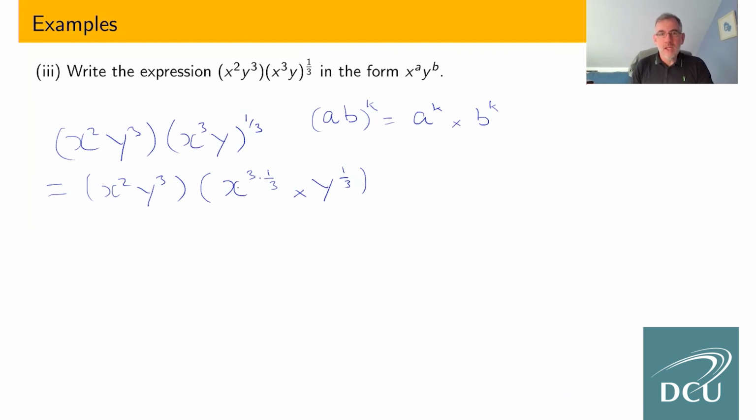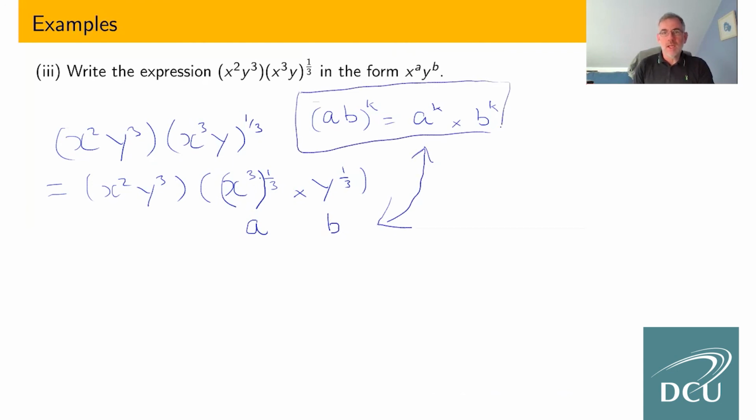There's nothing special about 3. So when I see x cubed times y to the power of 1/3, I can write that as x cubed, which is kind of like the a, times y to the power of 1/3. So I have exactly what I have in this general rule of how indices work. That's exactly what we have here, with a equal to x cubed, with b equal to y, and with the power k equal to 1/3. Okay, so we can carry on now. So we have, well, nothing has happened yet with our first expression. That's just sitting there happily.